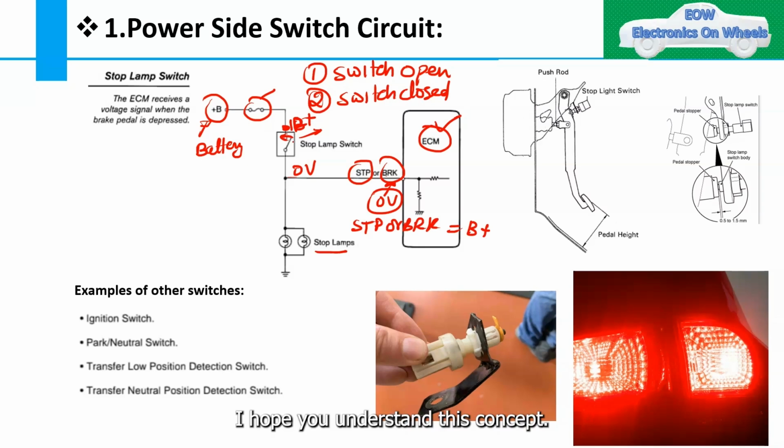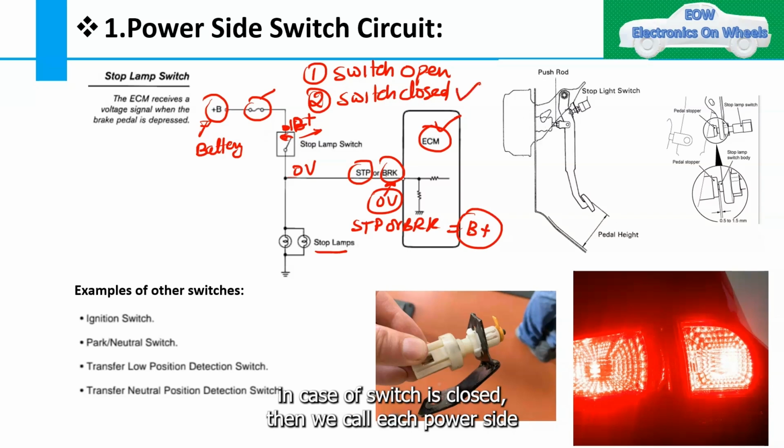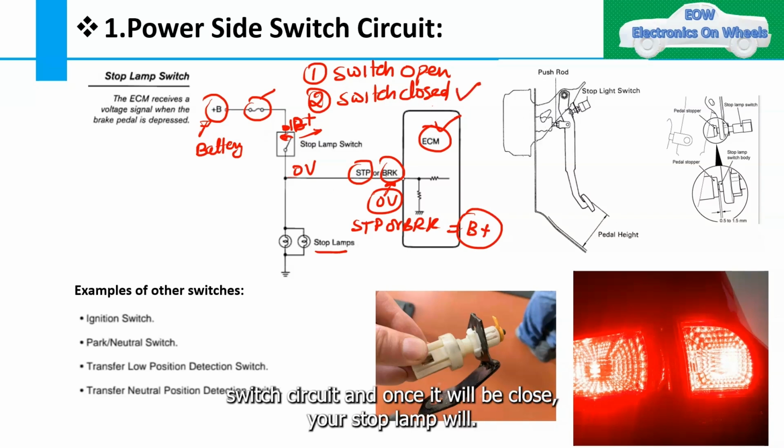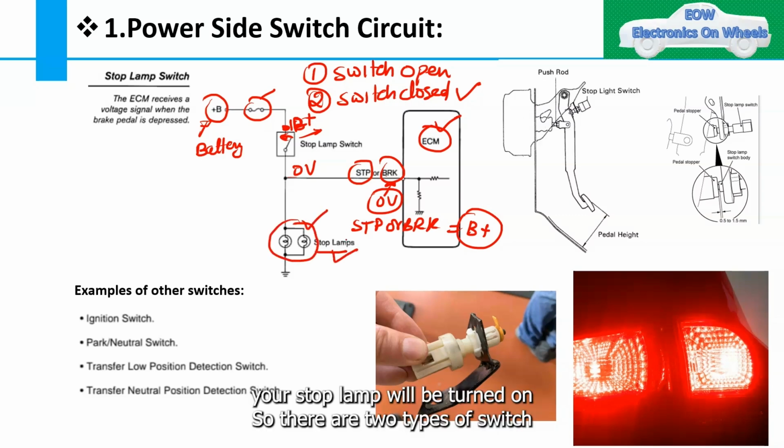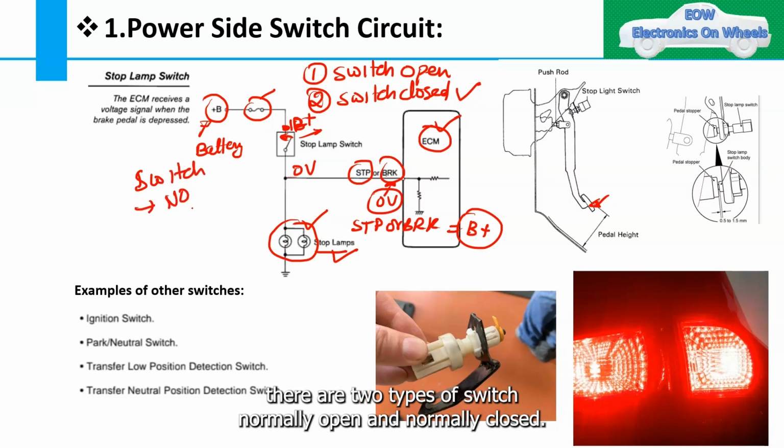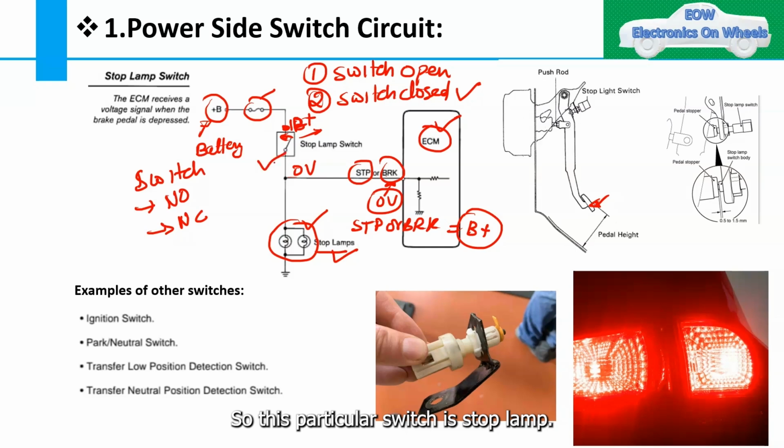I hope you understand this concept. When the STP or brake voltage is positive with the switch closed, we call it a power side switch circuit. And once it is closed, your stop lamp will be turned on. There are two types of switch: normally open and normally closed. This particular switch, the stop lamp switch, is a normally open switch.